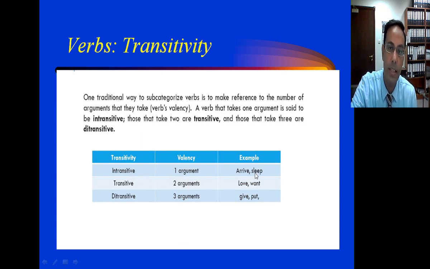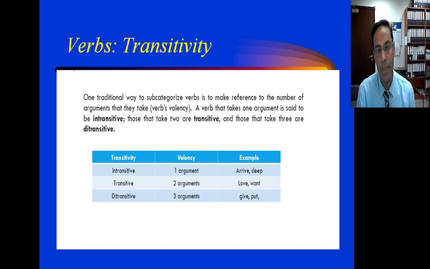Intransitive: I arrived, I slept, or the man slept. Here we have one argument, which is the subject. Second, the man loves the girl, or the man wants the cake. Here we have two arguments, the man and the cake. We have two arguments, the subject and the object.